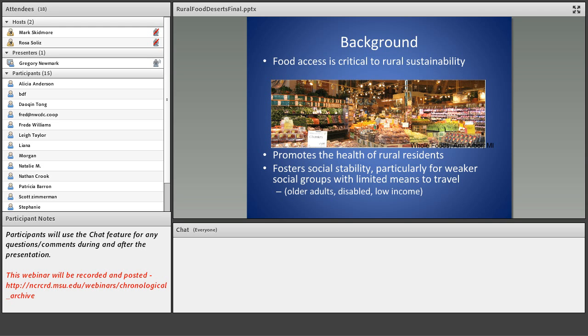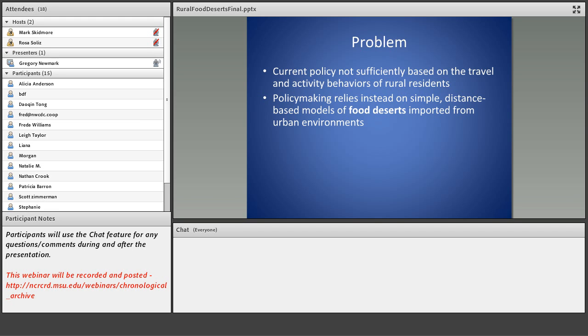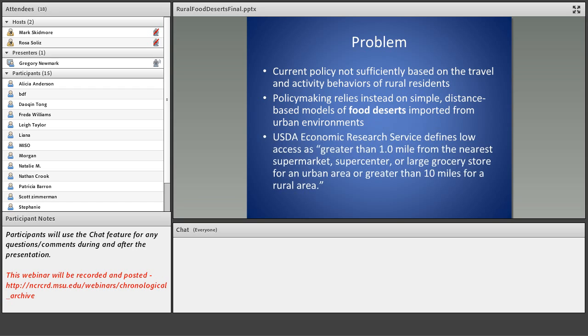So with that in mind, we think that the current policy aimed at improving food access in rural areas may not be sufficiently sensitive to the actual travel behaviors and needs of rural residents, and we're concerned that current policymaking focuses on a very simple kind of distance-based view of the food desert that is imported from urban environments, and urban environments are just sufficiently different that we're not convinced that model, which is very appropriate in urban areas, really ports properly into rural areas. So to demonstrate, this is the definition that the USDA ERS provides, which is they define low access, which is one of their standards for a food desert, as greater than 1 mile from the nearest supermarket, supercenter, or large grocery store for an urban area, or greater than 10 miles for a rural area.